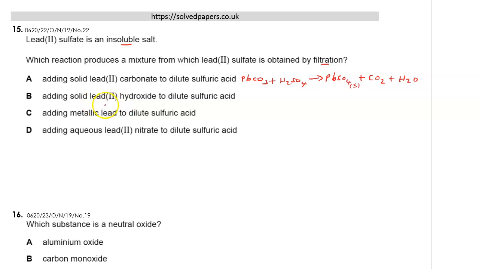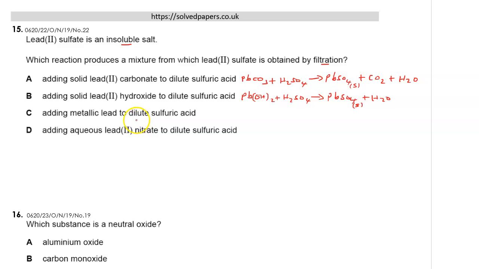Adding solid lead hydroxide to dilute sulfuric acid. All right. So lead hydroxide plus sulfuric acid. This will give us salt and water. The salt would be lead sulfate plus water, because this is a hydroxide and this is an acid. So we still have our lead sulfate here, which is solid. But do we obtain this one by filtration? We will see. Let's look at the other choices.